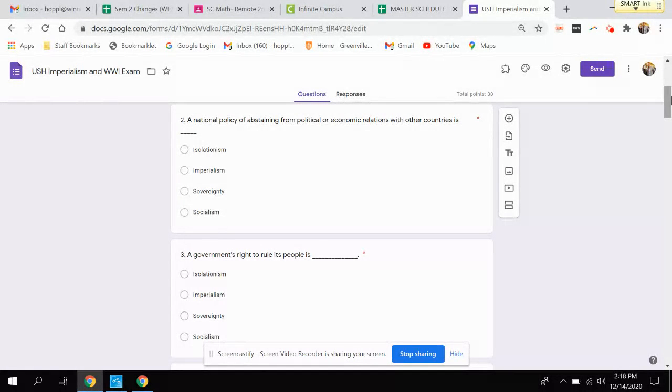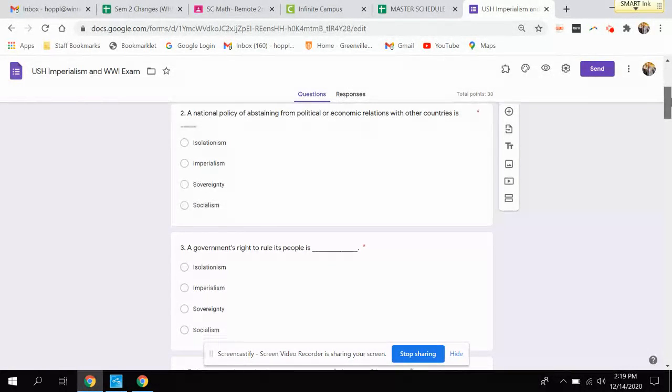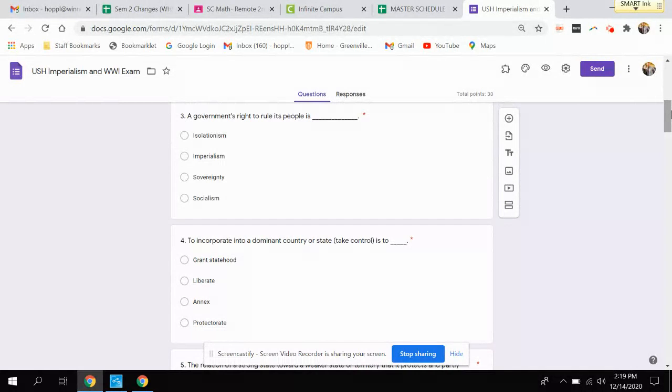Question 2. A national policy of abstaining or staying out of political or economic relations with other countries is this: isolationism, imperialism, sovereignty, or socialism? Question 3. A government's right to rule its people is this: isolationism, imperialism, sovereignty, or socialism?